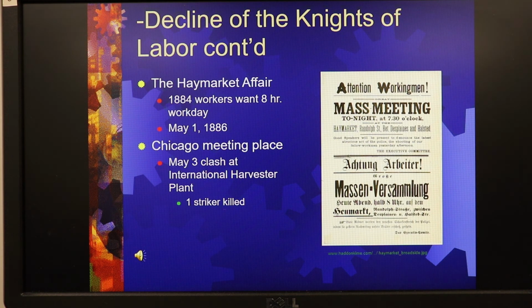Now, the Haymarket Affair. In 1884, the workers at International Harvester wanted an 8-hour workday. And they told their bosses that back in 1884, and they wanted to see it done by May 1st, 1886. Well, by May 1st, it hadn't happened. So Chicago became a meeting place. And on May 3rd, there's a clash at the International Harvester plant where one striker was killed.